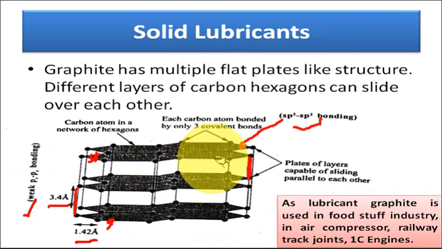And graphite as a lubricant is used in the foodstuff industry, in air compressors, in railway track joints, and in internal combustion engines. So these are the applications of graphite as a lubricant. Now please remember that due to its layered structure, graphite can be used as a lubricant.